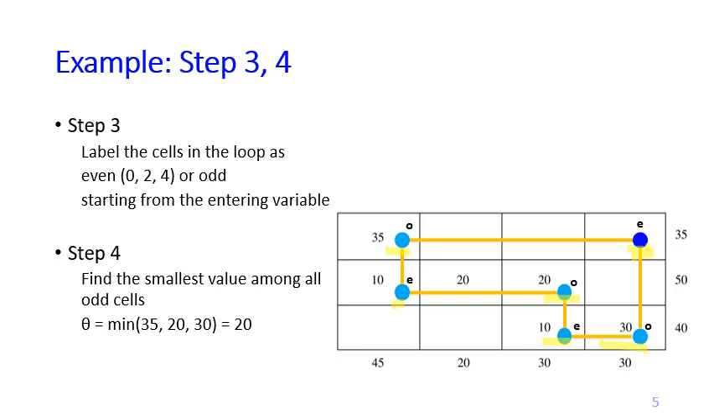In step 4, find the smallest value among all odd cells. So you only look at the cells that you labeled as odd. This, and this. And then take the minimum of the values that are inside those cells. So we take the minimum between 35, 20, and 30. So the minimum is 20.